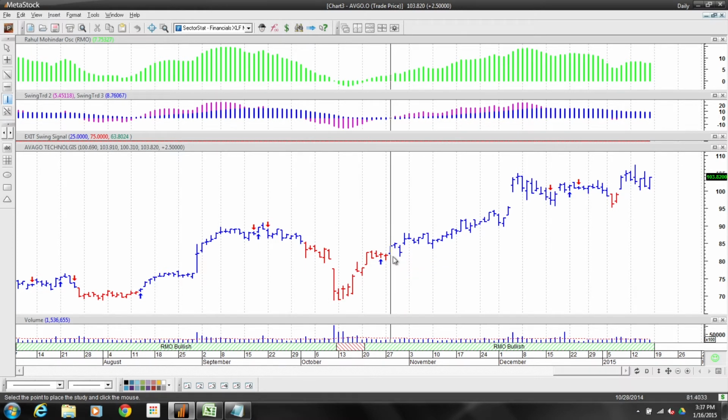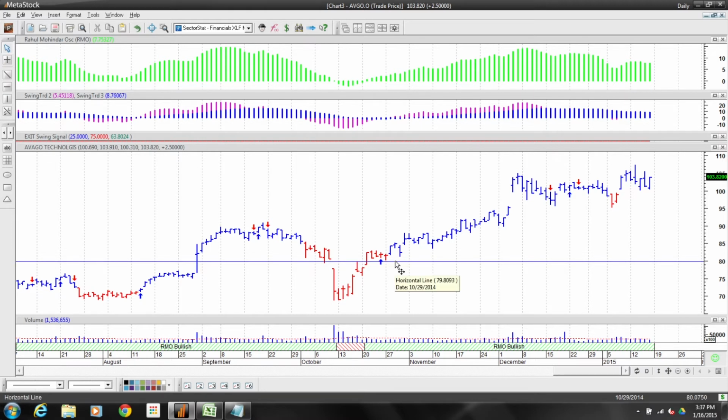Now, what Rahul says to do is to go back to the bar below, before the signal and set your stop. So let's go back there and let's just set a little stop loss line for us right there. Okay, so we have that on our chart. Let's actually make it a little bit bigger so we can see it. Okay, so we've got our line on our chart there. So that would be our stop.